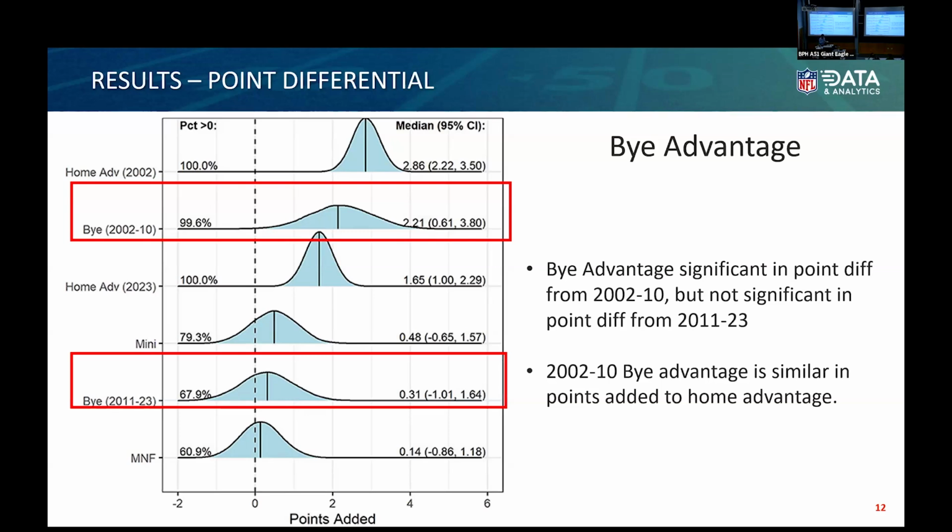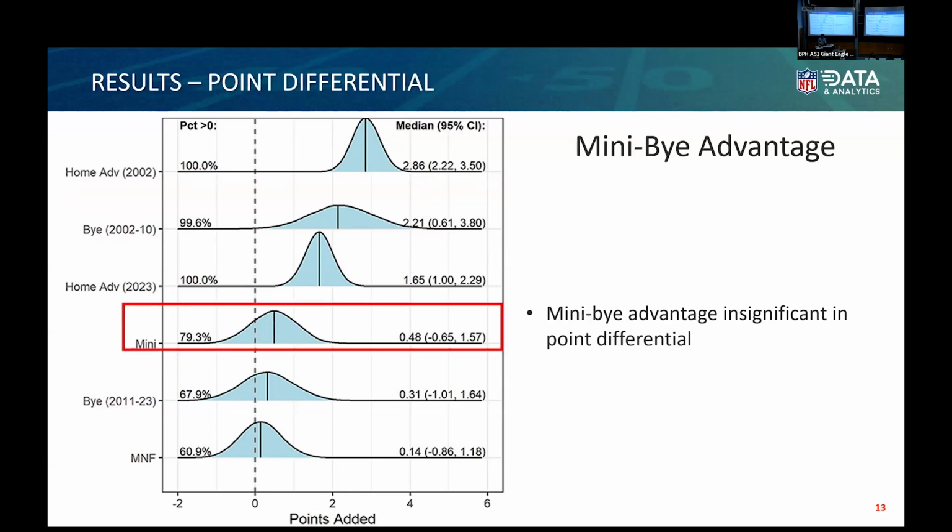However, if you look at the buy advantage from 2011 to 2023, about 67% of it's positive, and the median's around 0.3. So it's significantly decreased in this new CBA, which is really interesting. So this would suggest that while the buy advantage was a significant effect from 2002 to 2010, it is not a significant effect today.